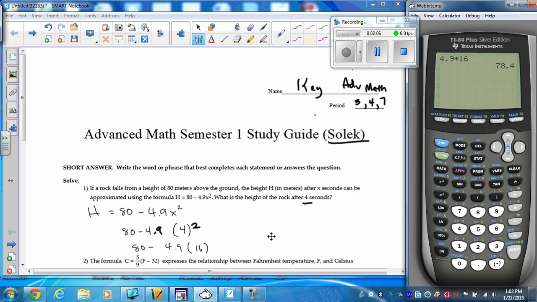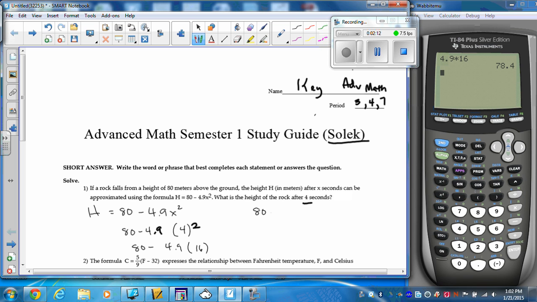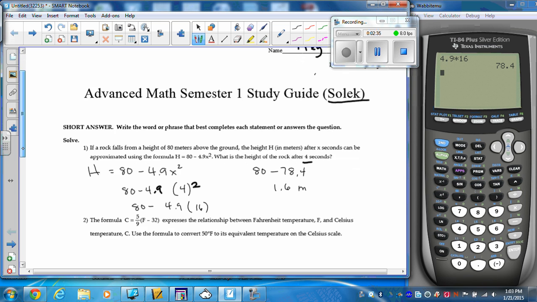is 78.4. So we're working now with 80 minus 78.4, and that is going to give me 1.6 meters. The height of the rock after 4 seconds is 1.6 meters.